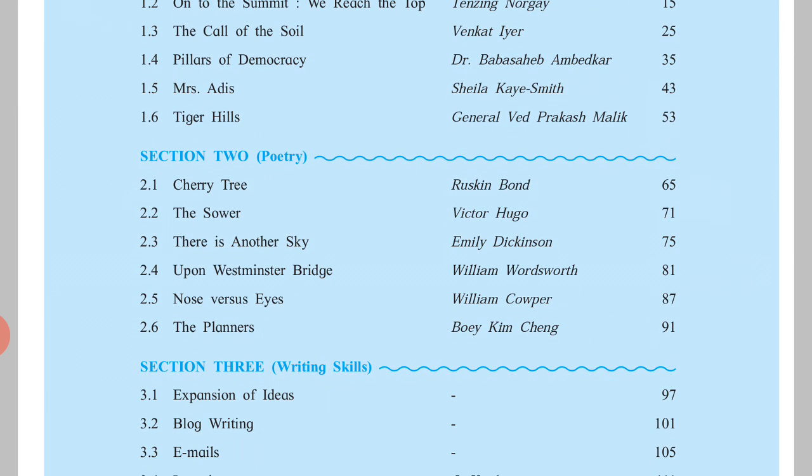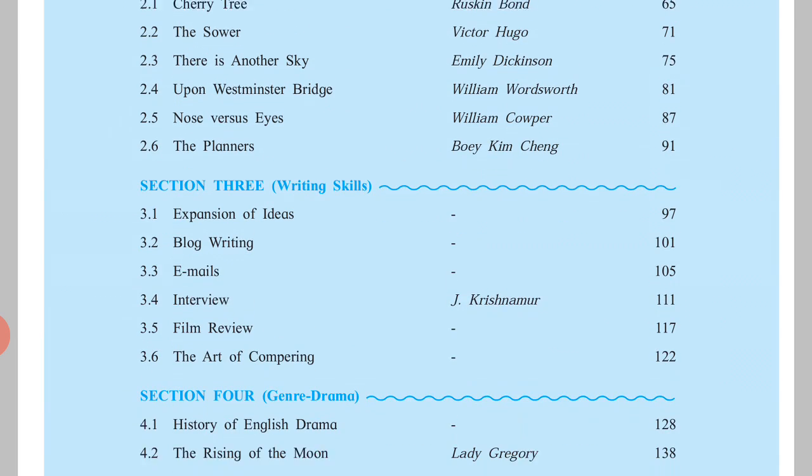Now let's see the poetry section. This academic year we have to study 6 poems. The poets are: Cherry Tree, written by Ruskin Bond. The Sower, written by Victor Hugo. There is Another Sky, also a beautiful poem written by Emily Dickinson. Upon Westminster Bridge, William Wordsworth. Nose versus Eyes, William Cowper. The Planners, Boey Kim Cheng.